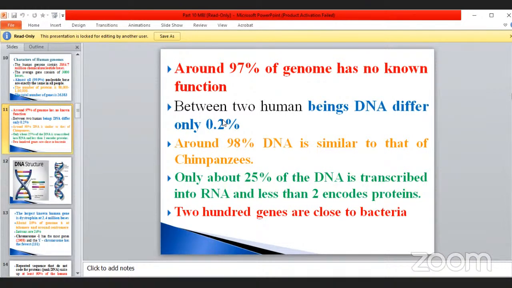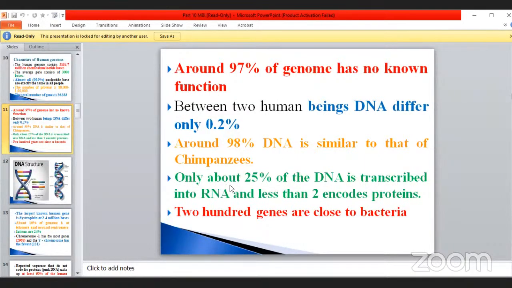Okay. And then next, comparison between the chimpanzee and human beings. Around 98% of the DNA is similar to that of the chimpanzees. How much will differ? Between two human beings it is 0.2%. But in this category, comparison between human and chimpanzee, how much is similar? 98% is similar, so both are the same. So 2% will differ between the chimpanzee and the human being.